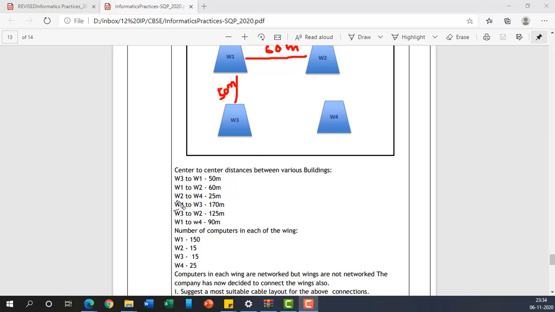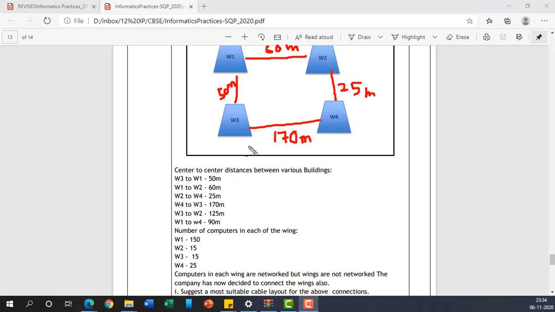Okay, and then we have W2 to W4, that is 25 meters. From here to here we have only 25 meters. Okay, and then we have W4 to W3, it is 170 meters. So here is 170 meters, right? Don't go by the diagram. You may assume that this is only 60 and this is 170. How is it possible? So don't worry, this is just a diagram. These are just placements, right? But the actual distance you are getting from these details.